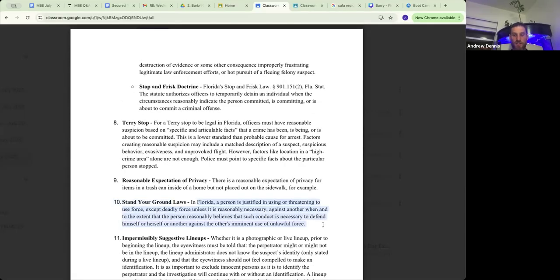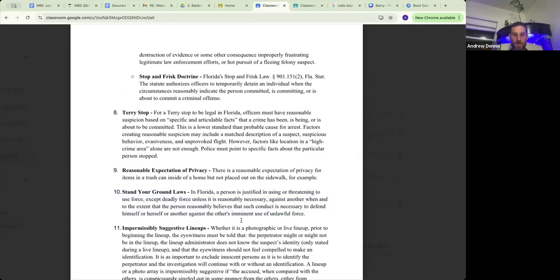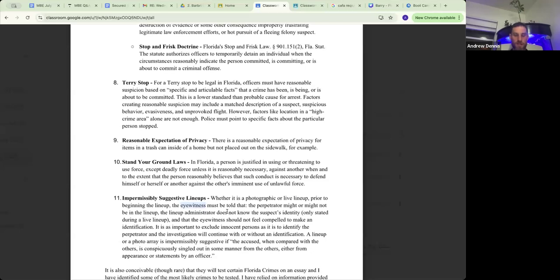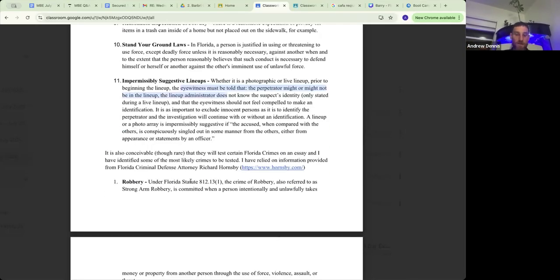In Florida, a person is justified in using or threatening to use force, except deadly force unless it's reasonably necessary, against another when and to the extent that the person reasonably believes that such conduct is necessary to defend themselves, right? Impermissibly suggestive lineups, if they were looking for Kevin Hart and they show us a bunch of Shaquille O'Neals, right? And then they could even talk about robbery.